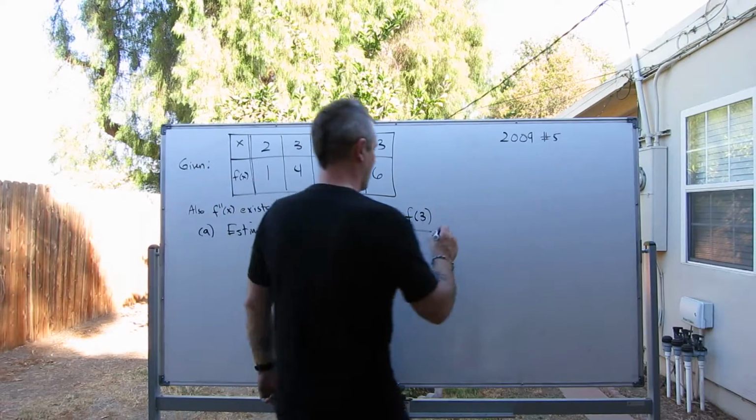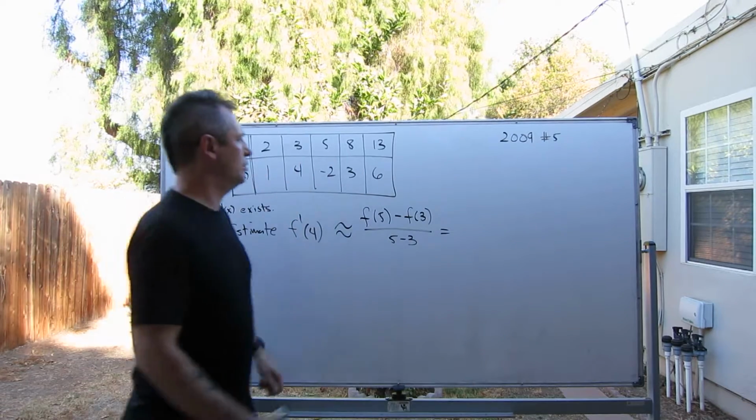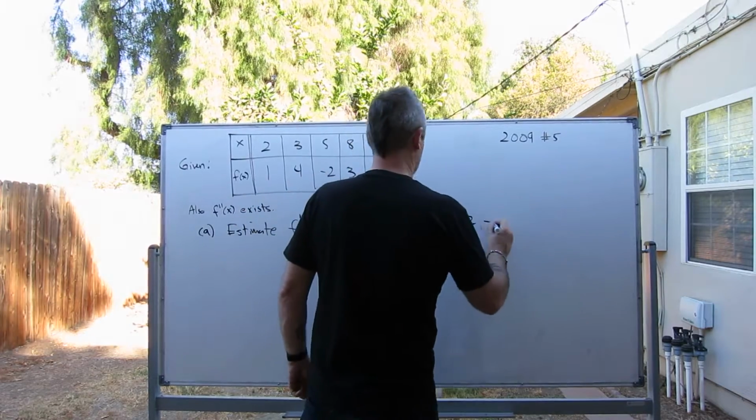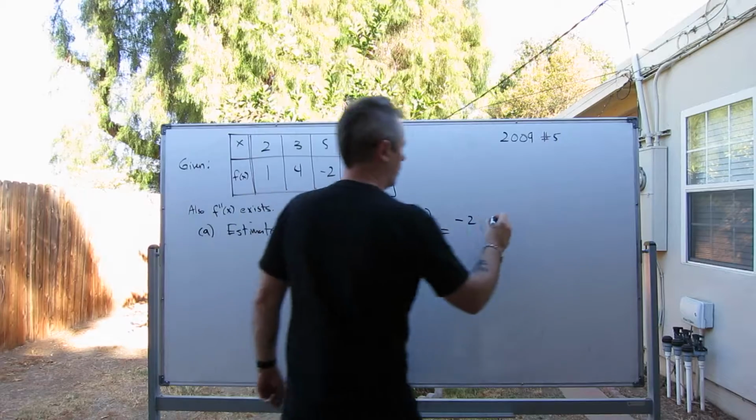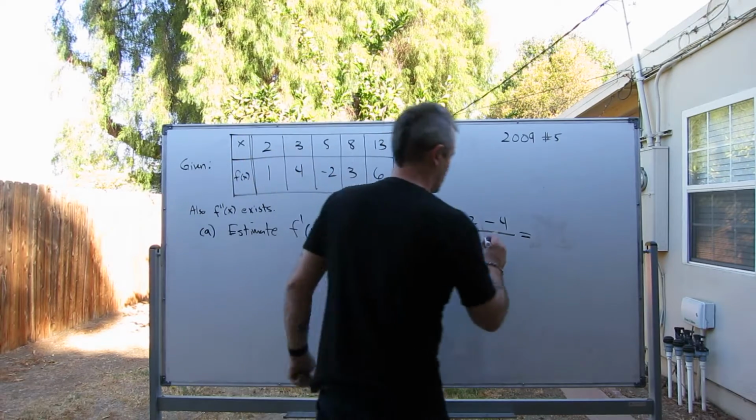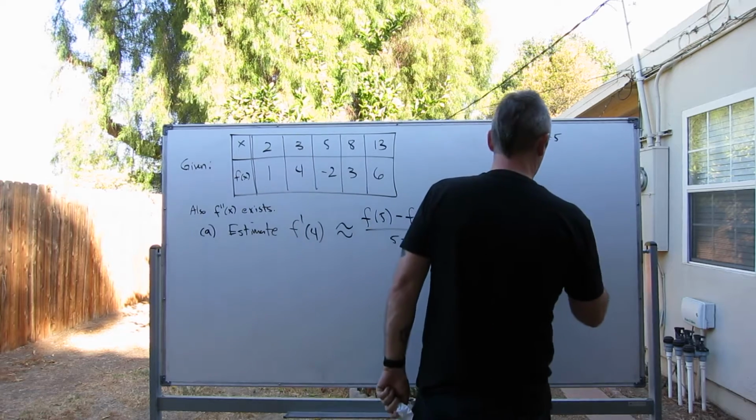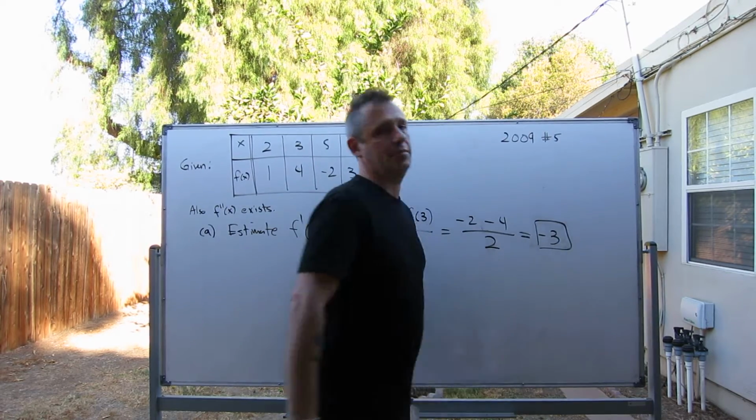So here we go. My answer is therefore f of 5, which is negative 2, minus f of 3, which is 4, over 5 minus 3, which is 2, which gives me negative 6 over 2, which is negative 3. And that's my final answer.